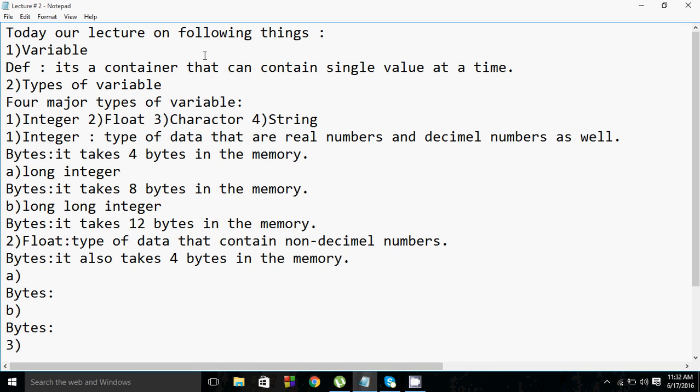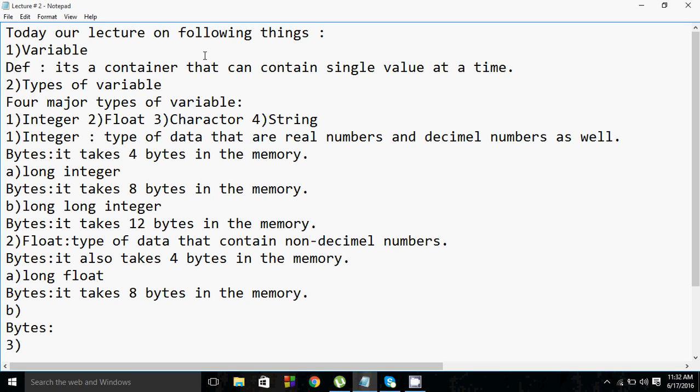And if our data is too long and cannot be accommodated in the float variable, we have to choose long float. Yes, the extended type of float. The long, as we know, takes 4 bytes in the memory, and the float also takes 4 bytes in the memory. So 4 plus 4 equals 8. It directly means that it takes 8 bytes in the memory.